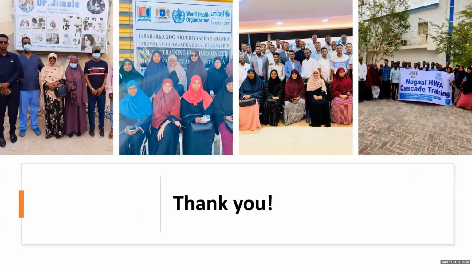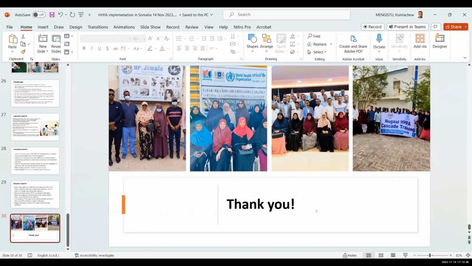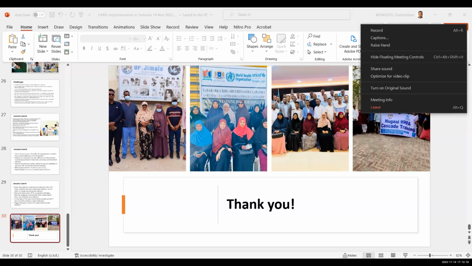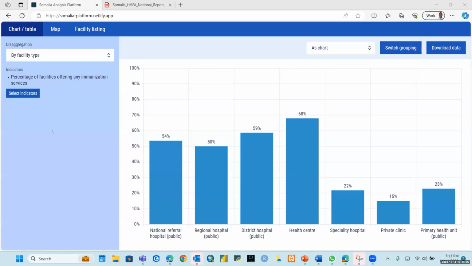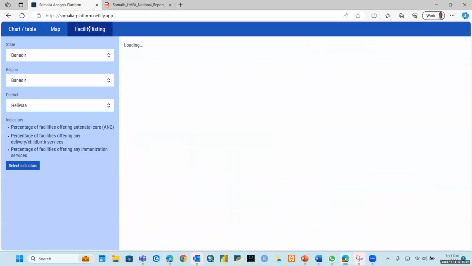Before I close, if I can share the portal. I don't know if you can see my screen. If you can see my screen, this is the portal we are working.